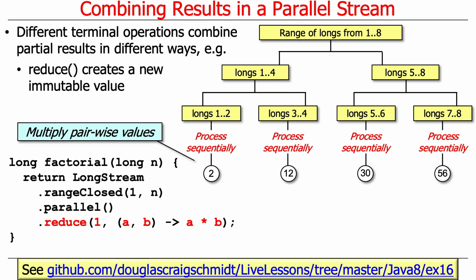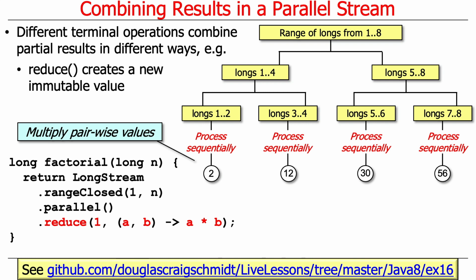And so the reduce is a terminal operation. We give it the identity value for product, which is 1, and then we give it a lambda expression, which multiplies two immutable values together and yields a new immutable value. And you can see here that all these things take place sequentially, but all in parallel. So the operations of multiplying things together run sequentially, but all of those different multiplications run in parallel.